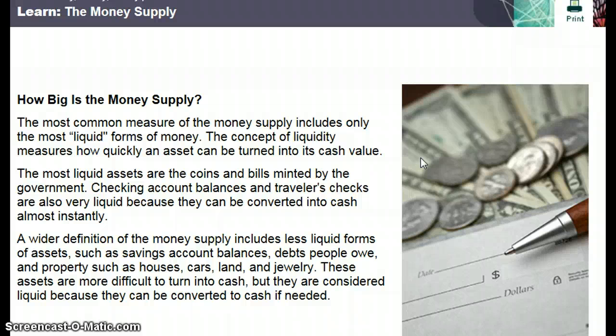A wider definition of the money supply includes less liquid forms of assets, such as savings account balances, debts people owe, and property such as houses, cars, land, and jewelry. These assets are more difficult to turn into cash, but they are considered liquid because they can be converted to cash if needed.